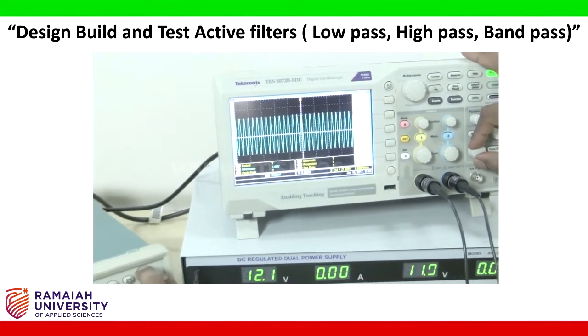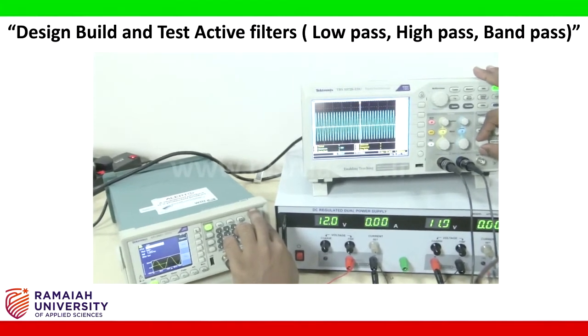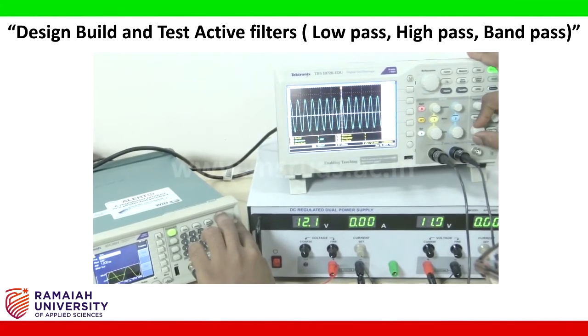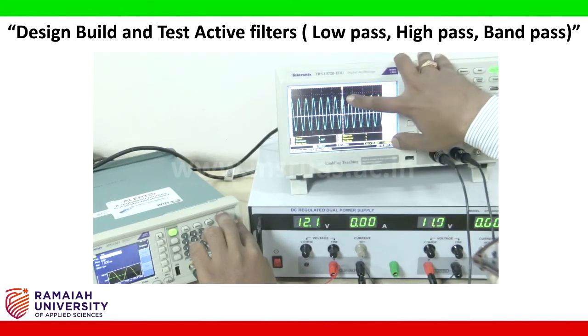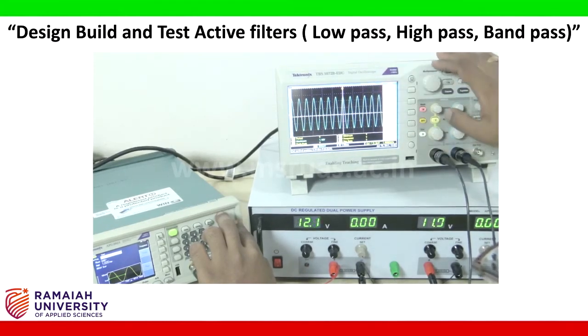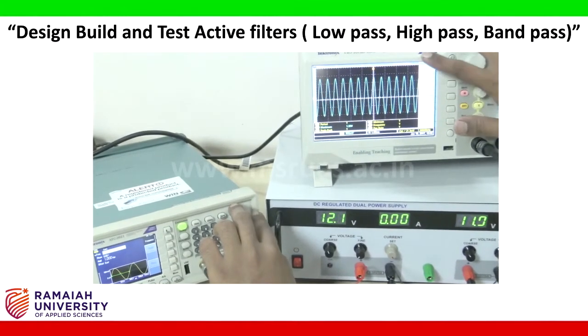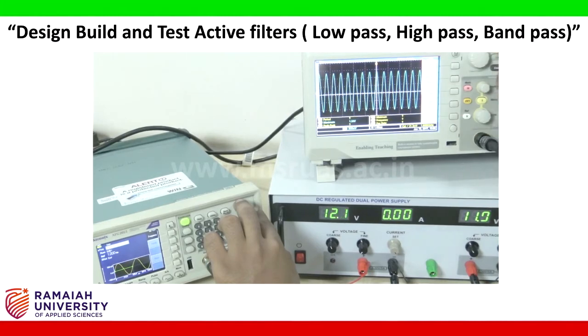I further incremented to 1.3, 4.1 volt peak to peak. 1.4, it will give 4.2 volt peak to peak. Further I incremented to 1.5, 4.3 volt is the peak to peak. 1.6 also 4.2 volt is the peak to peak.